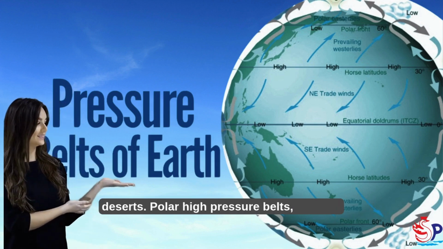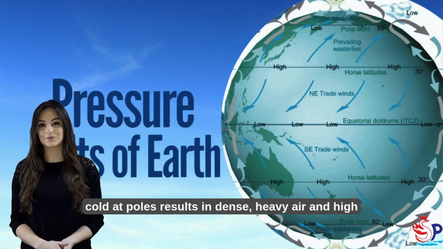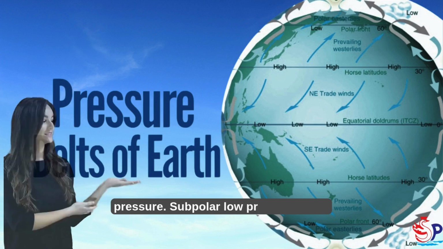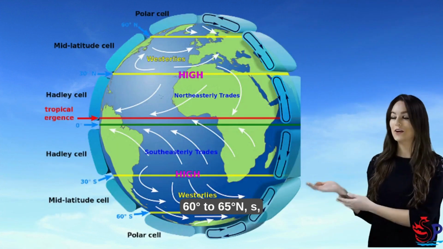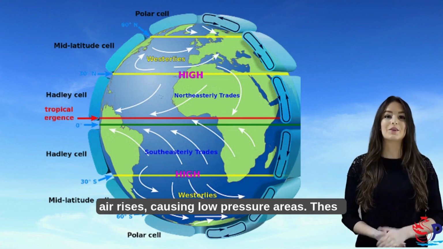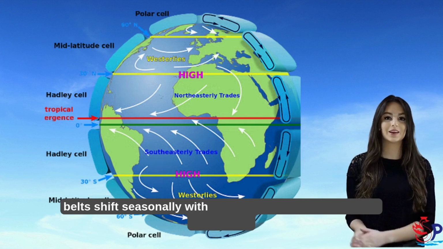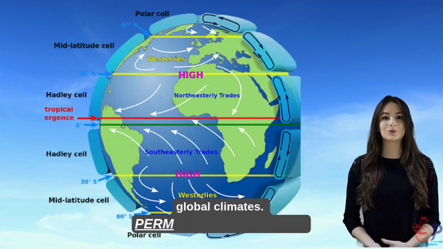Polar high pressure belts. Extreme cold at the poles results in dense, heavy air and high pressure. Subpolar low pressure belts. 60 degrees to 65 degrees north and south. Air rises, causing low pressure areas. These belts shift seasonally with the sun's apparent movement, influencing global climates.